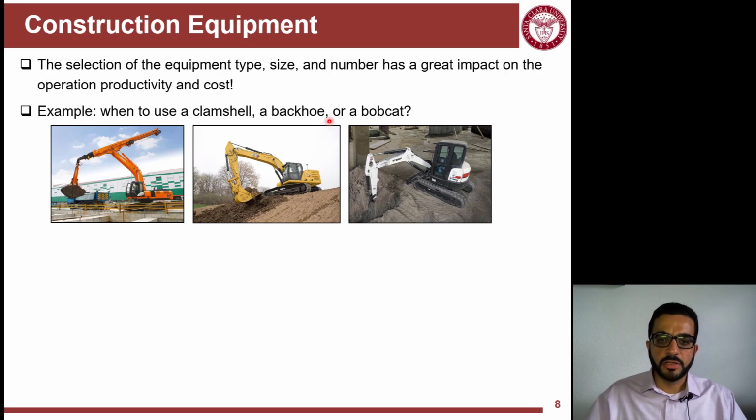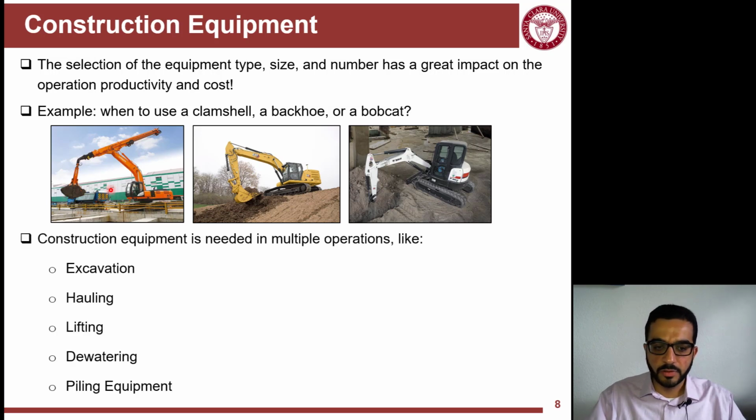But for example here, a clamshell is more used in deep excavation, where you don't have a lot of maneuvering in the pit inside the excavation hole. A backhoe is most commonly used in surface excavation or easy, typical excavation jobs. And a bobcat is used for trenching or hard to reach excavation jobs. Productivity-wise, of course, the backhoe is better. The clamshell is not that good, but it can reach lower elevations. The bobcat is not that good, but it's agile and can reach tough spots.